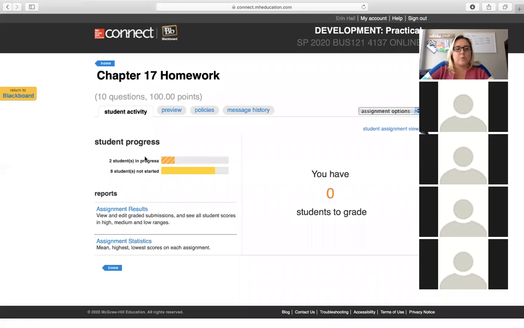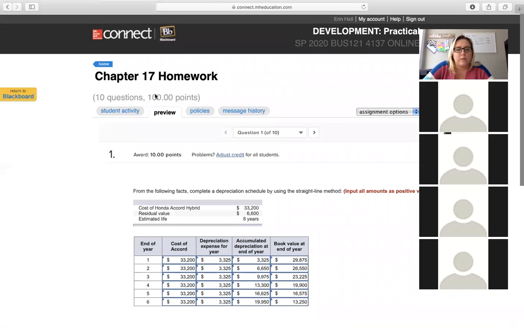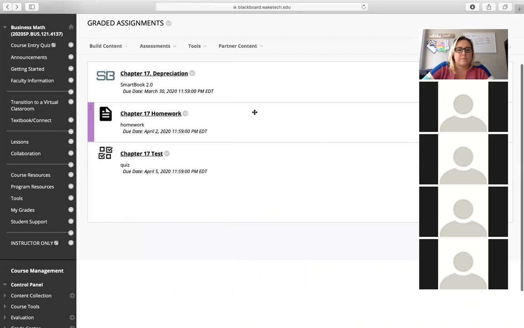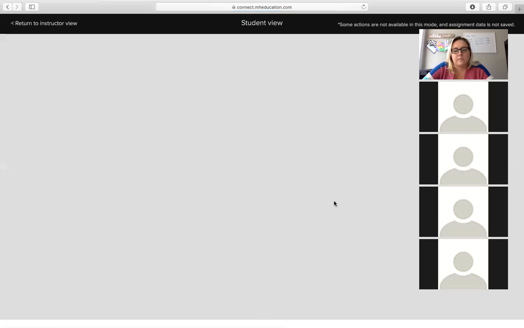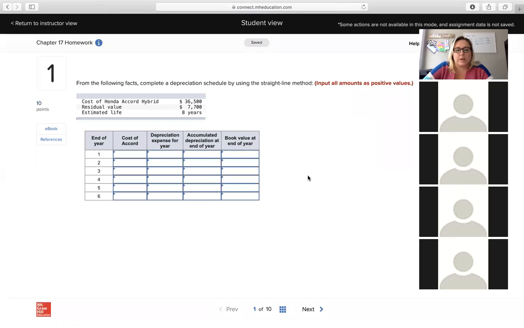So your chapter 17 homework has 10 questions in it. It talks about, well, no, I don't want you to see the answer. There we go. So you're going to use straight line. You're going to fill out this depreciation schedule using the straight line method. So you're going to fill in the cost, how much depreciation expense for each year, your accumulated depreciation at the end of each year, and your book value at the end of each year.